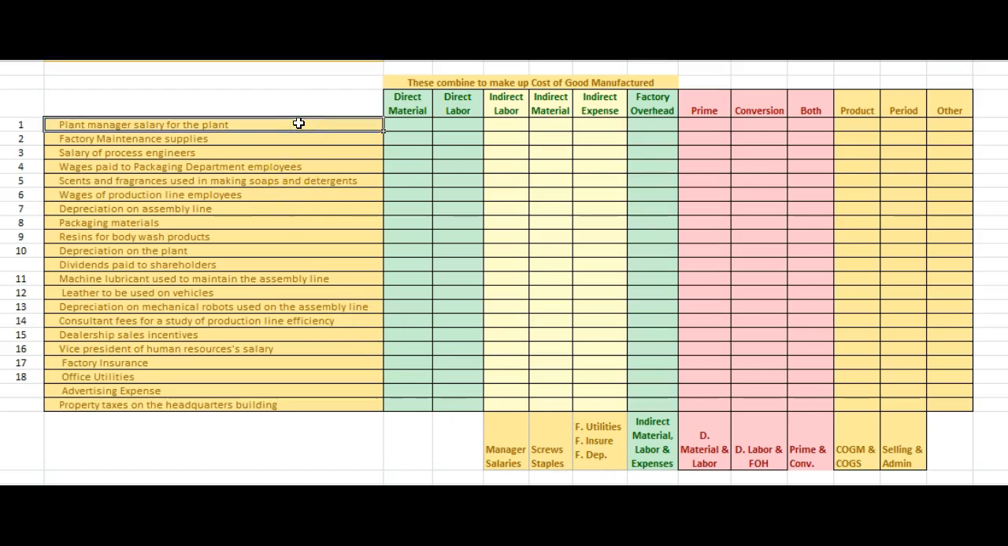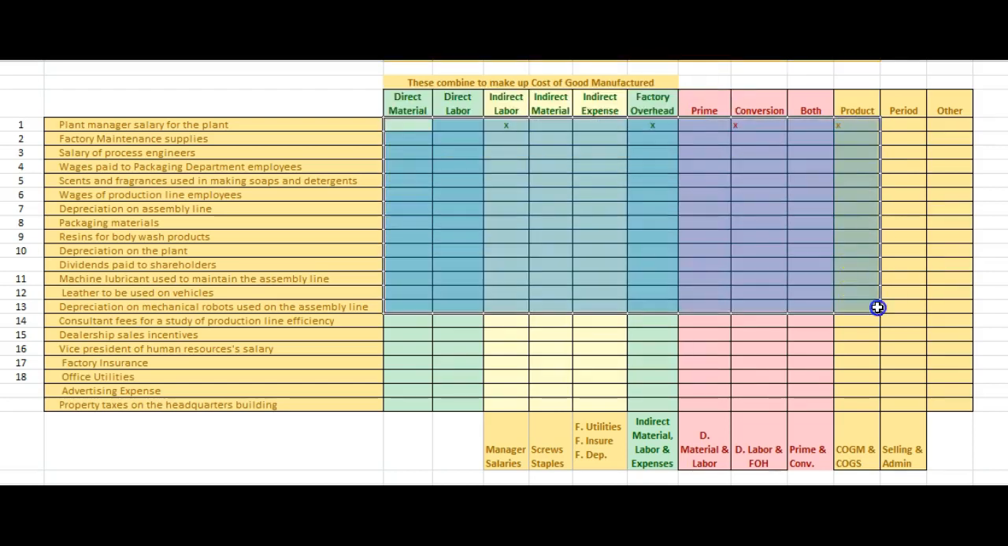This is a what is. Okay, plant manager salary for the plant. Well, what is that? It's not a direct material or labor. It's an indirect labor here, right? So that means it's a factory overhead that goes there. Now, if it's factory overhead, it's conversion, correct? And if it's in the manufacturing segment of the cost of goods manufactured, then it's a product cost. Can you see how this works?